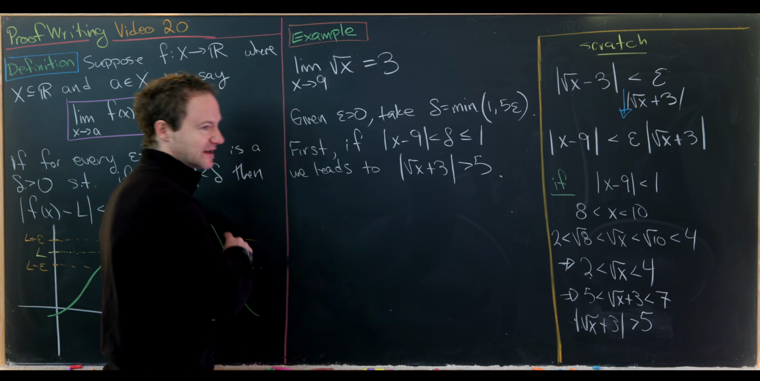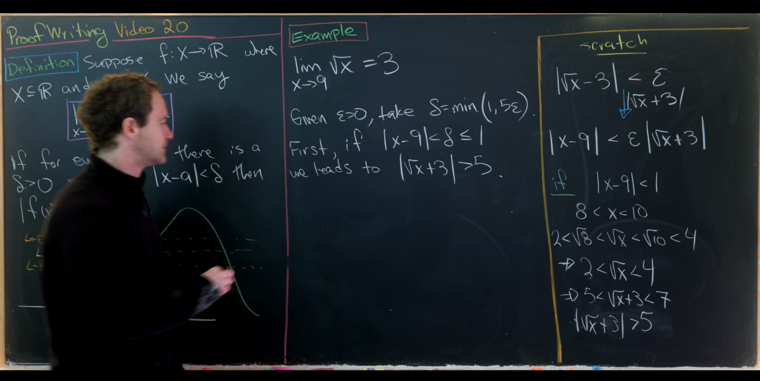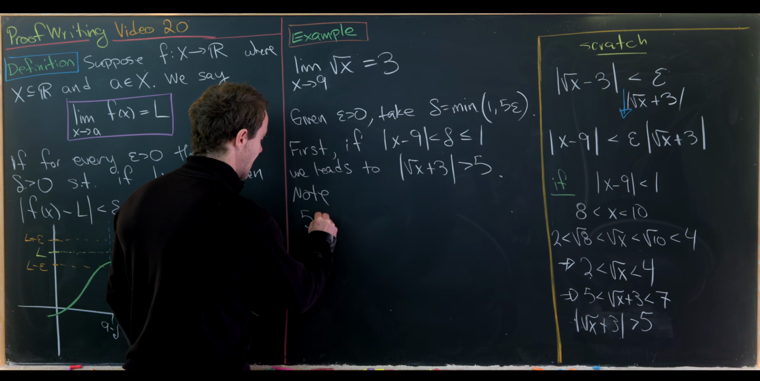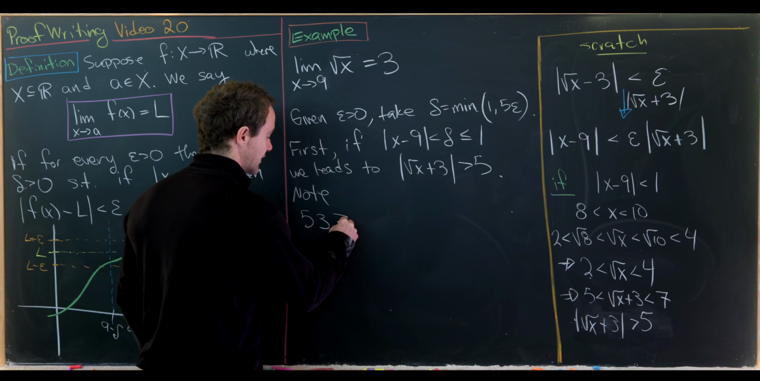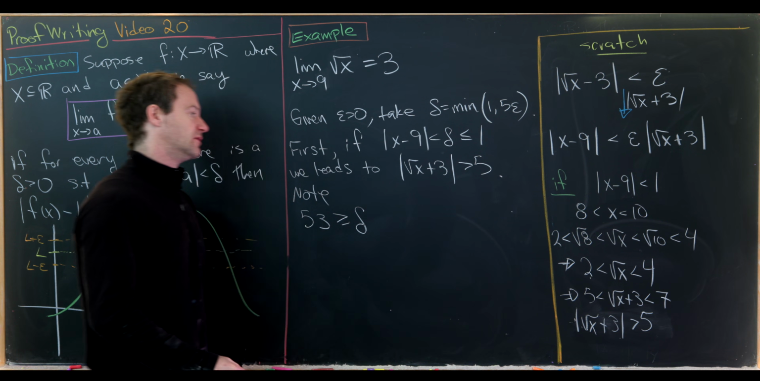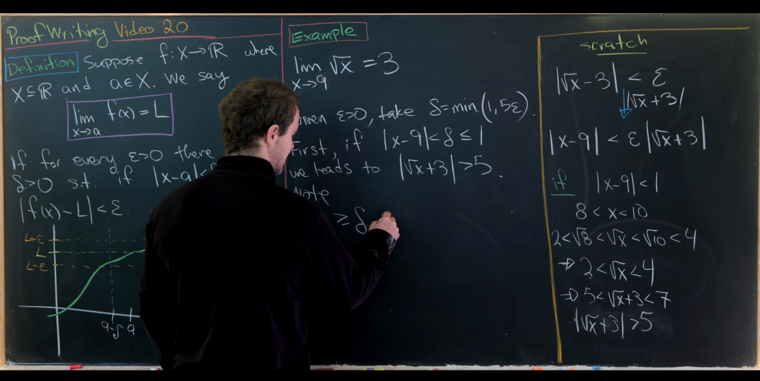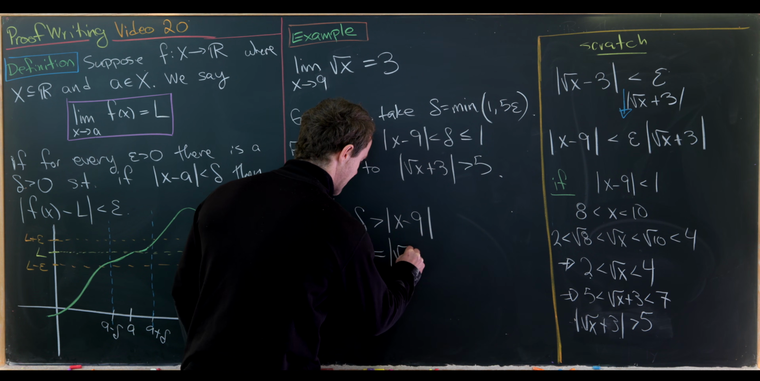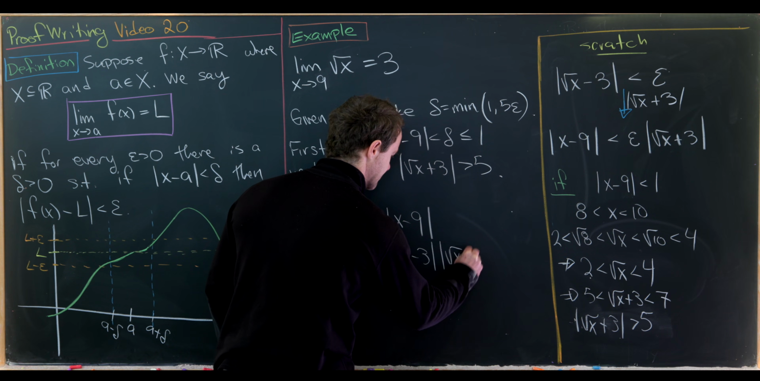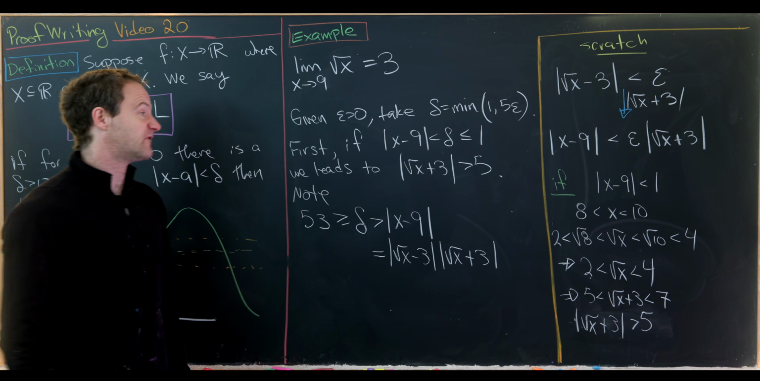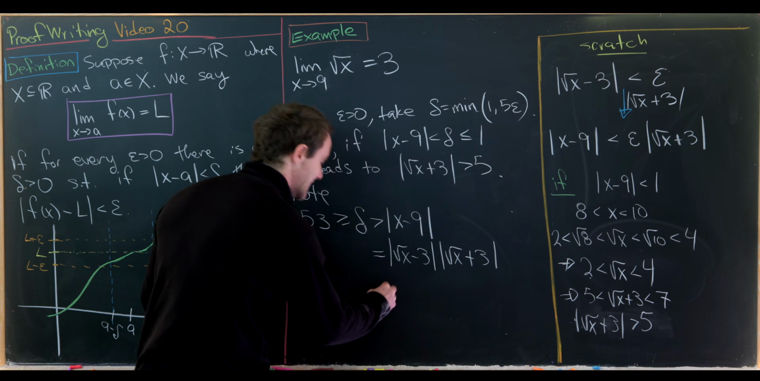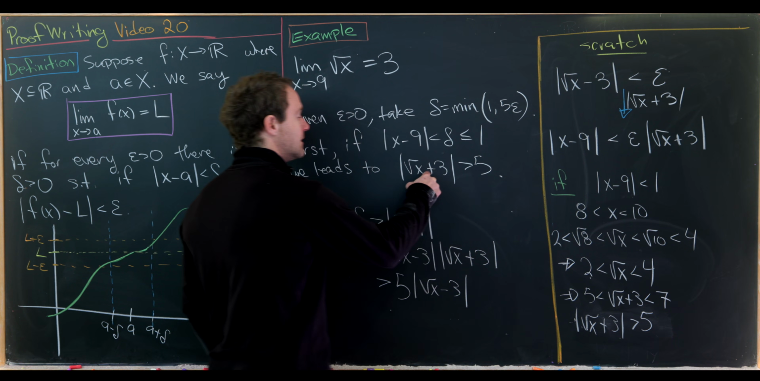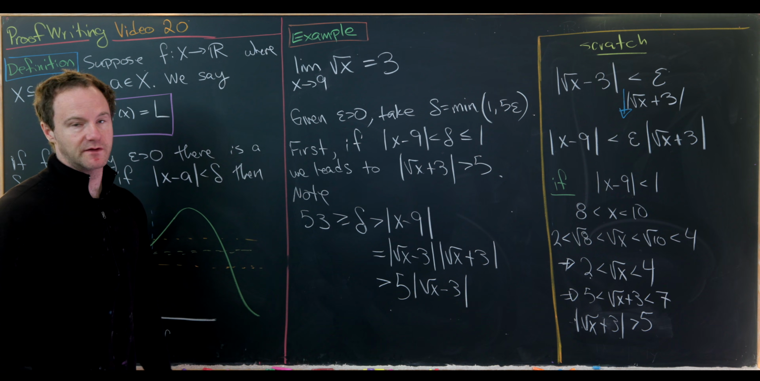So let's maybe write it in a slightly different order just for some variety. So let's maybe say, note the following calculation. We have 5 epsilon is bigger than or equal to delta, since delta is the minimum of these two, but delta is bigger than the absolute value of x minus 9, but that's equal to the absolute value of the square root of x minus 3 times the absolute value of the square root of x plus 3 by factorization. But now that in turn is bigger than 5 times the absolute value of x minus 3 by this inequality right here, which we derived over on the scratch work.